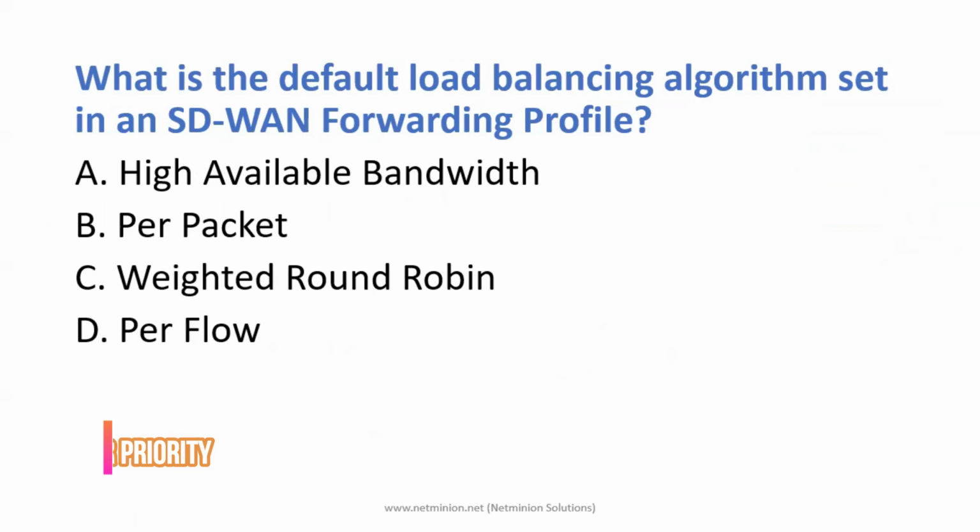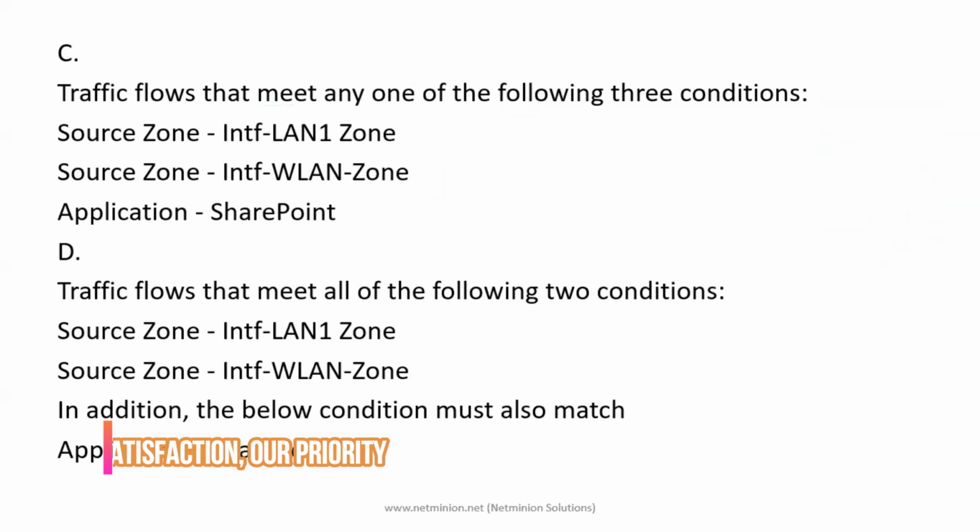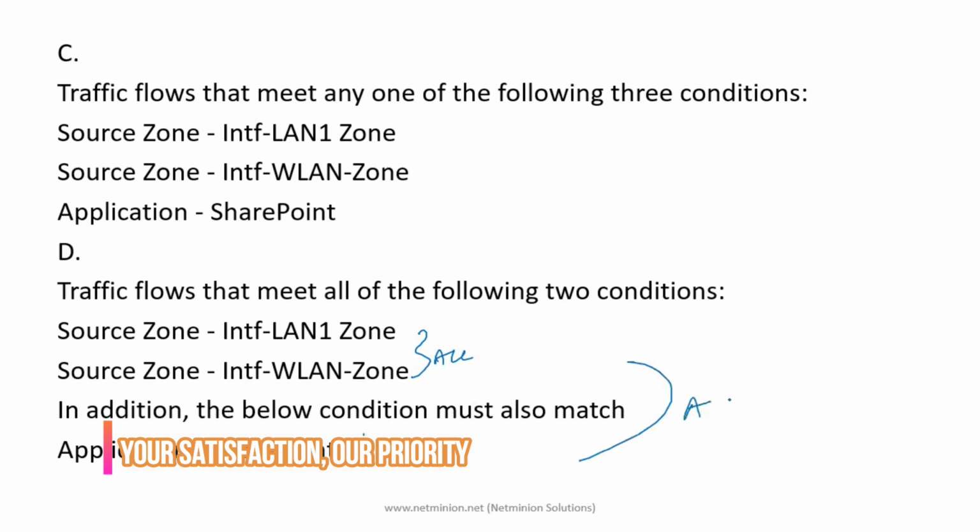Sir, one second, please go back a little. I think the option number, the next page, yeah. This option: traffic meets all the following two conditions. Source interface, in addition, below this one, condition must. D, this one, see? It is saying all, and then in between it also says, yeah, means AND. Yeah, I think D should be the answer, sir.